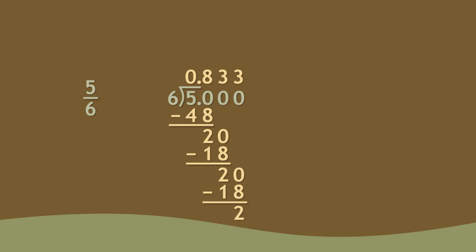So we would obviously not be able to divide 6 into 5, so we need to add our decimal point. We need to add some zeros, and then we would do our division. Now, you can look through the steps that we did here, and you'll see that we kept having a remainder of 2 and had to bring down a 0 and another 0.